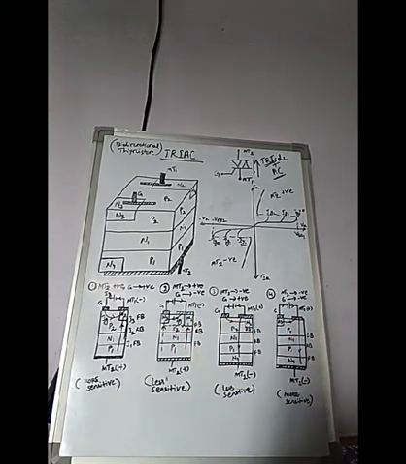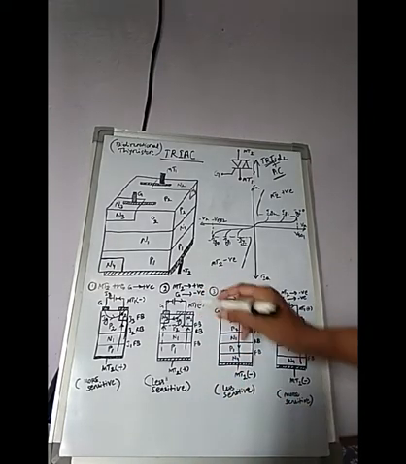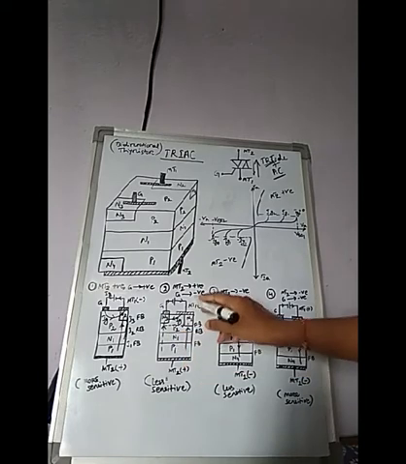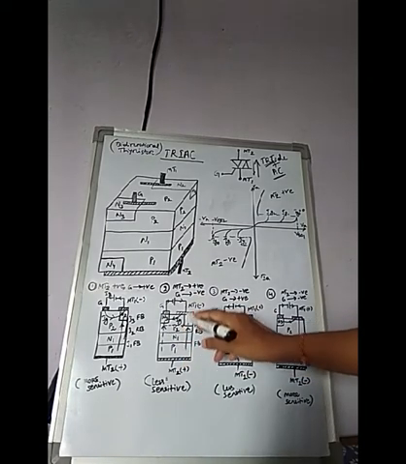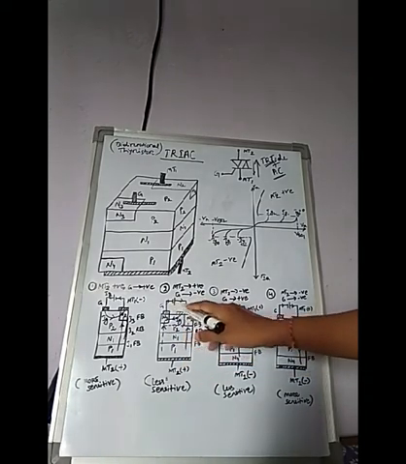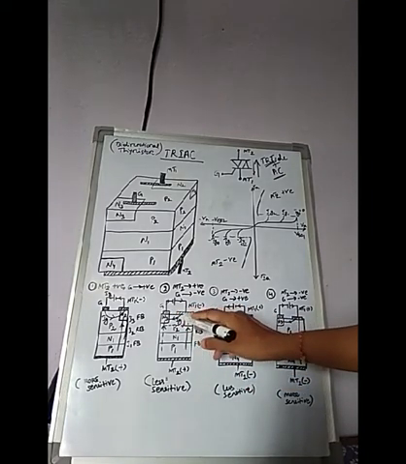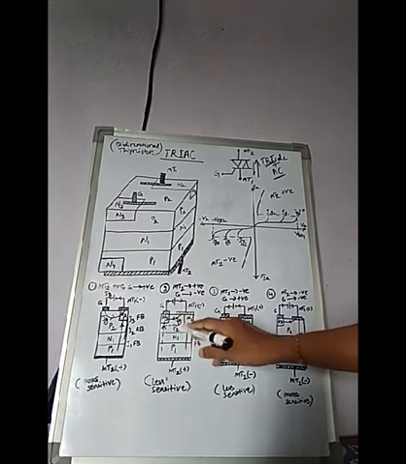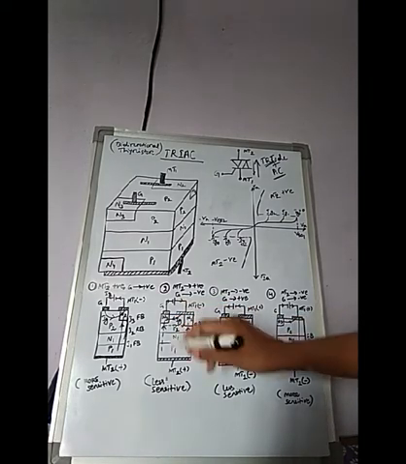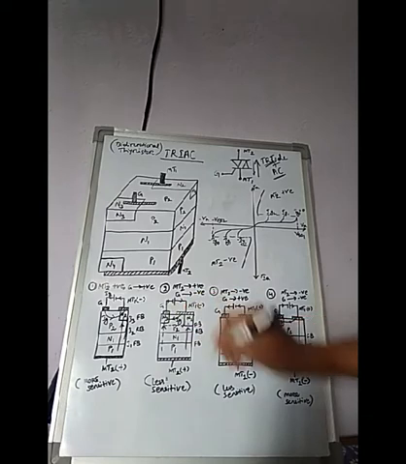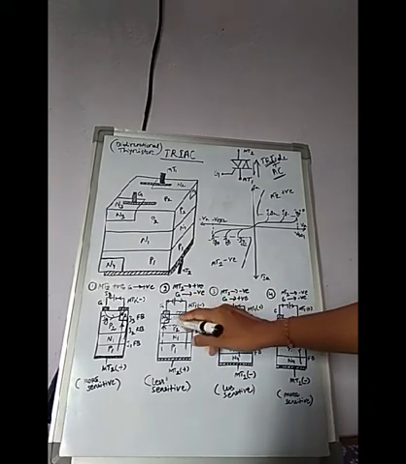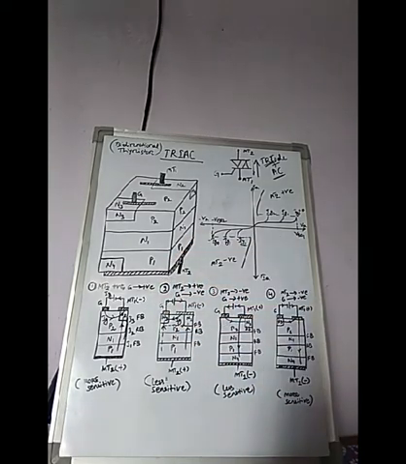Okay, so when the gate terminal is negative with respect to MT1, gate current flows through this. This is negative, this is positive. Positive means it is linked to the P2, and negative means it is linked to the N3. So the gate current flows through this P2 N3 junction.